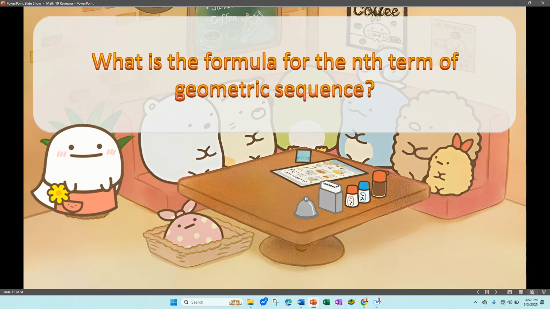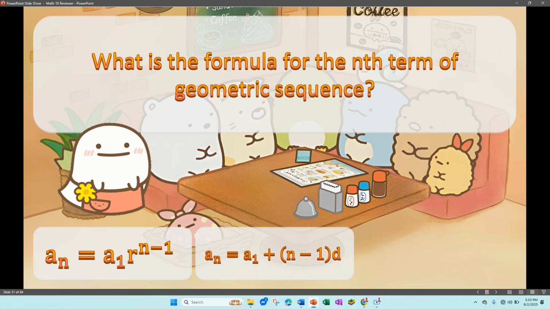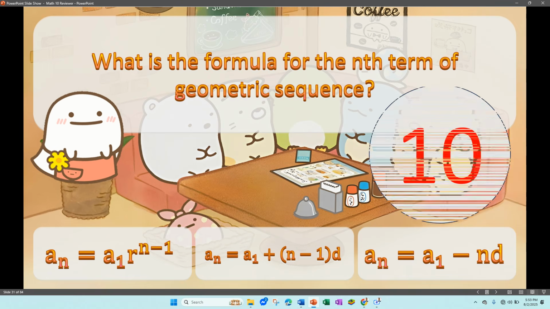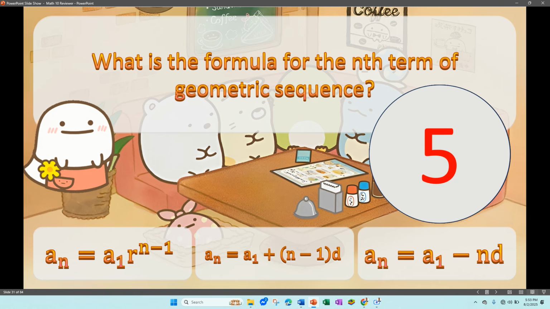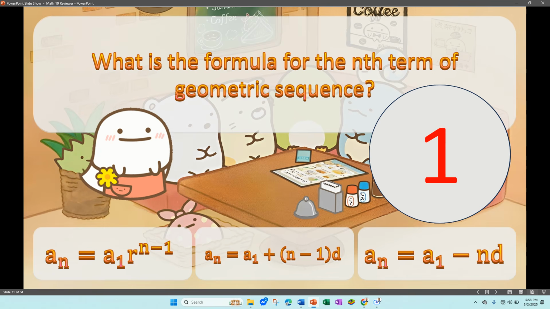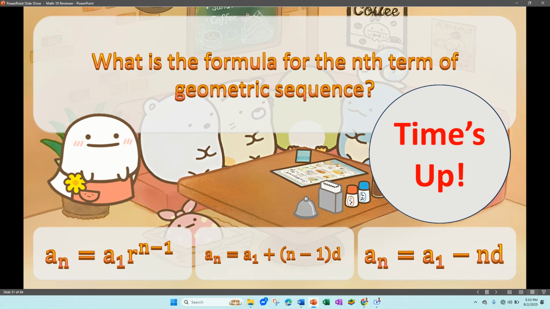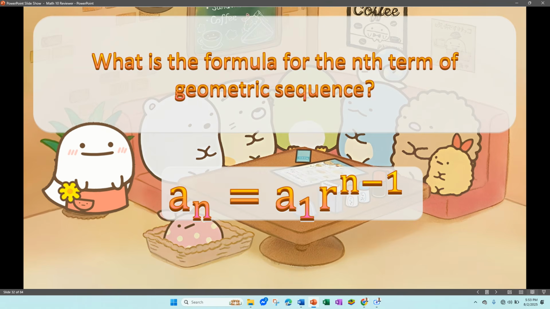What is the formula for the nth term of a geometric sequence? We saw the formula earlier. 10 seconds, go. Time is up and the correct answer is a sub n is equal to a sub 1 times r to the power of n minus 1.